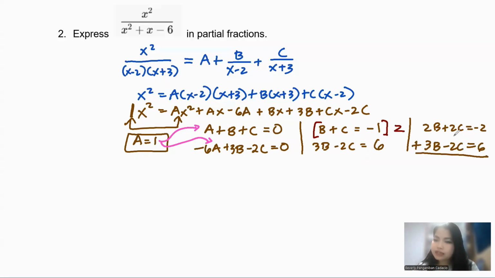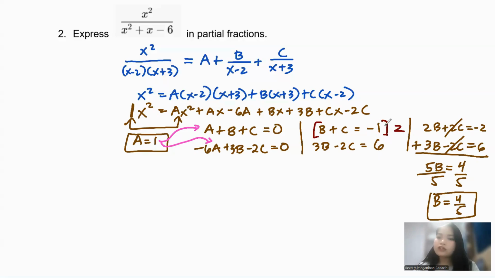Okay, we can just add because this one will be 0. That's the target for you to cancel. This one is 5b is equal to negative 2 plus 6. You're going to have positive 4. Divide both sides by 5. Then meaning to say your b is equal to 4 over 5. Okay, you're not yet done because you want to get your C.